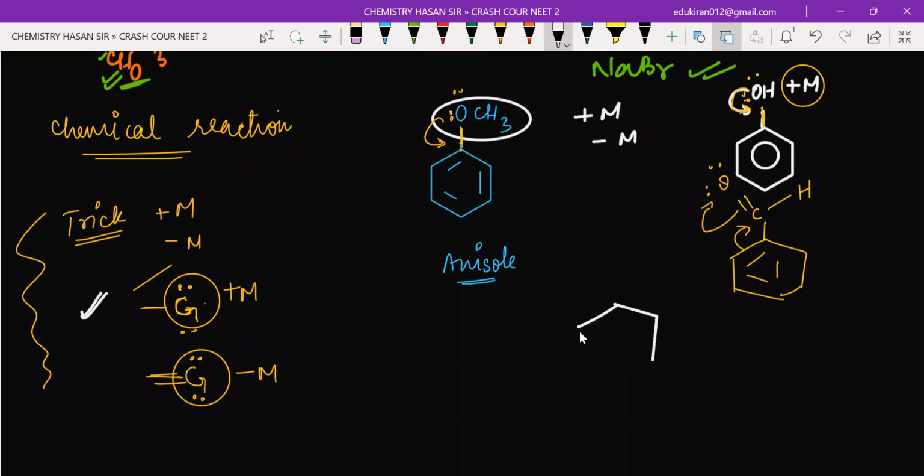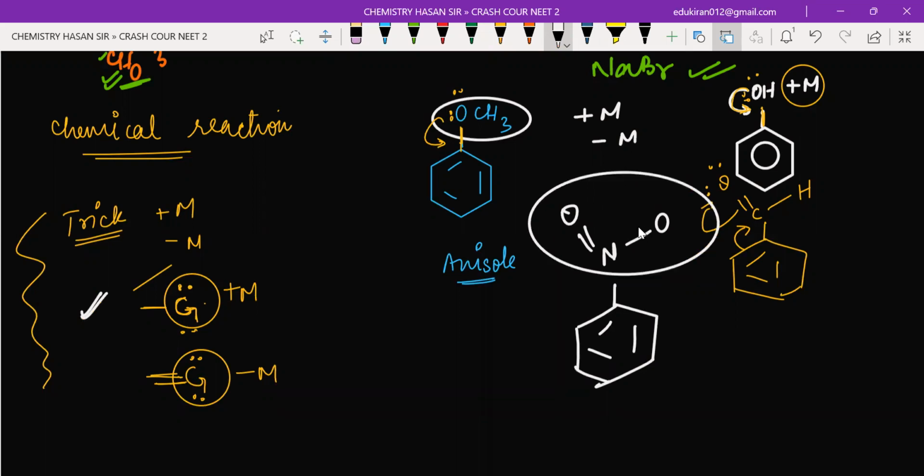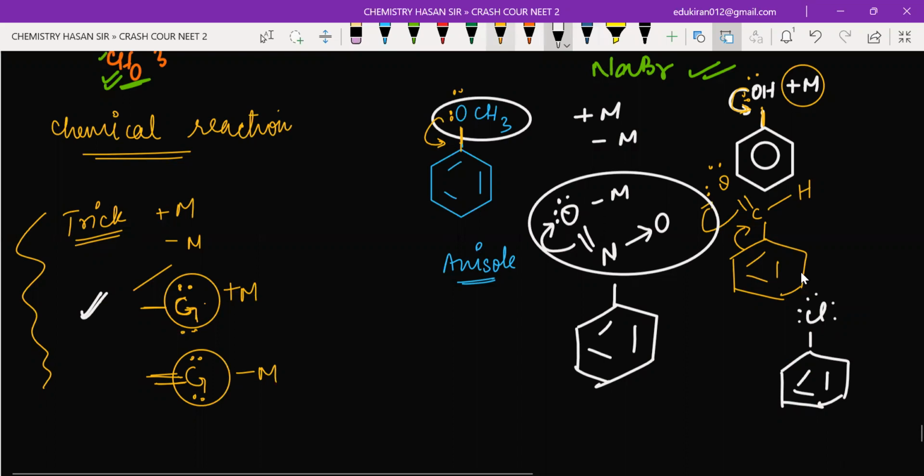So can anyone tell me this NO2 will have plus M or minus M? Minus M, because this has a doubly bonded group, so it will withdraw, and this is minus M. Okay, NO2 also minus M. Can anyone tell me about this chlorobenzene? Will it act as minus M or plus M? Plus M. Yes, since this is a single bond, it will be acting as plus M. Very good.